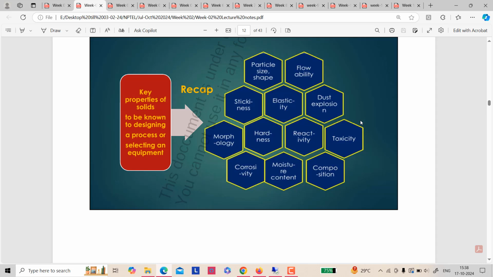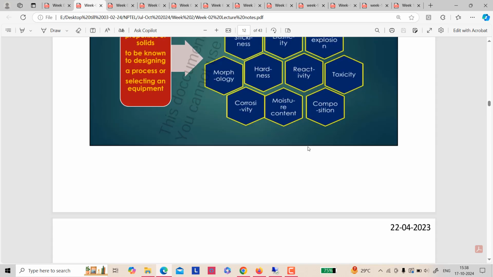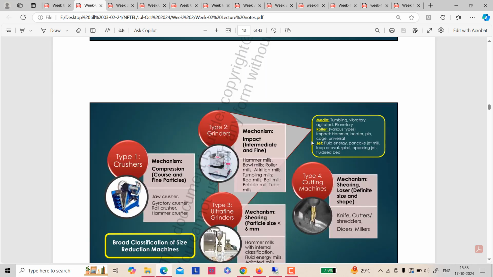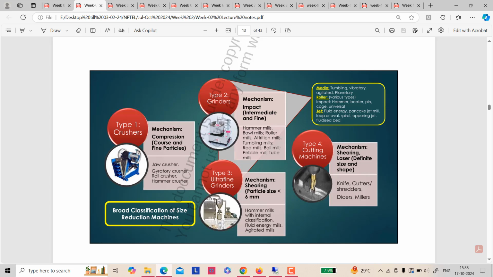This is the properties of solids. It is a recap. So the mechanism we have just seen. What types of equipment are used to reduce the size? The first one is the crusher, which uses the compression method. Examples of different types of crushers are the jaw crusher, gyratory crusher, roll crusher, and hammer crusher.